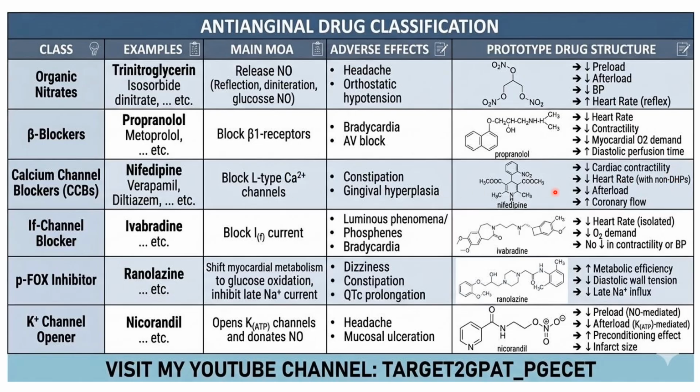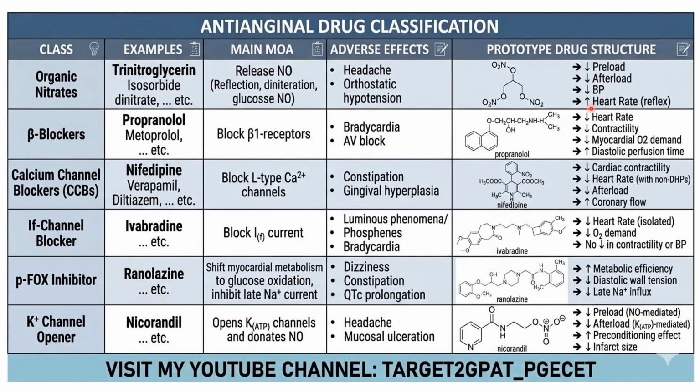Calcium channel blockade means there will automatically be decrease in the contractility. Remember this. And when there is decrease in the contractility, you need to remember the decrease in the heart rate and decrease in the afterload. But it will exhibit an increase in the coronary flow. So whenever you take all these three, organic nitrates, beta blockers and calcium channel blockers, all the three are decrease, and one will always be increase.